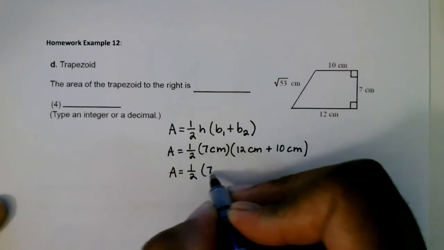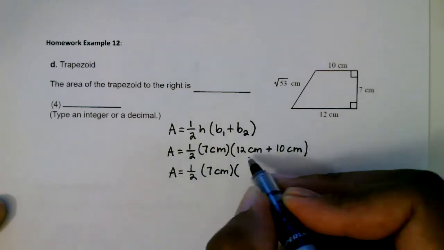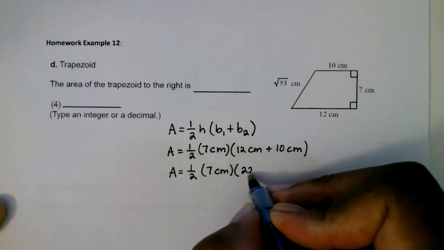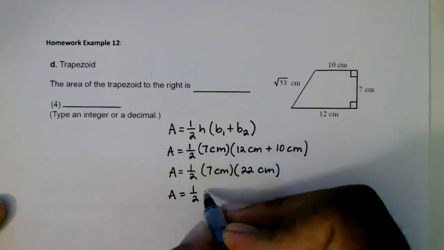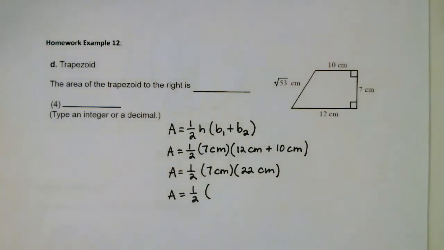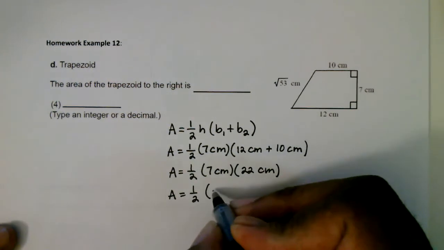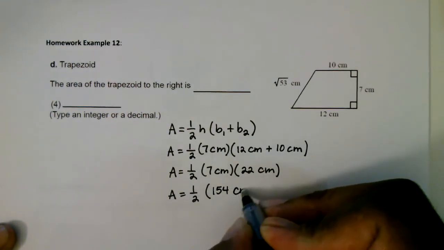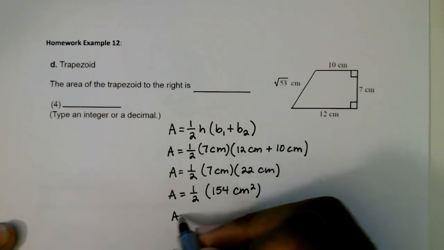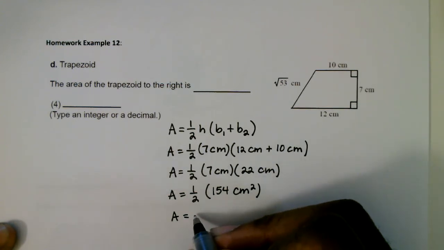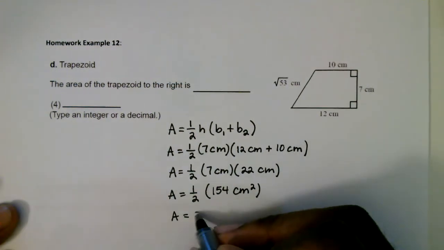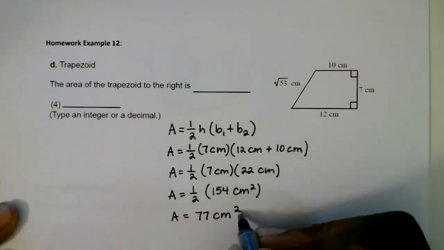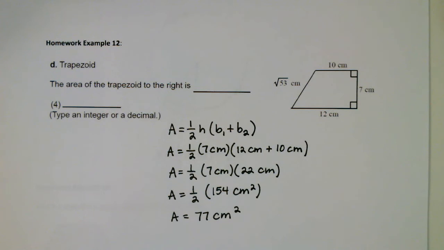I'm going to bring down the 1/2 times 7 centimeters. And then 12 centimeters and 10 centimeters will be 22 centimeters. I'm going to bring the 1/2 down, but I'm going to do 7 times 22. And that would be 154. So it'd be 154 square centimeters since I'm multiplying centimeters times centimeters. And then 1/2 of 154 would be 77. So the area of that trapezoid is 77 square centimeters.